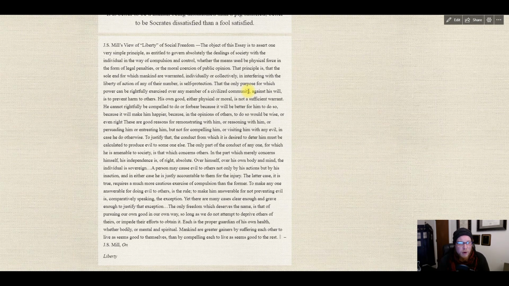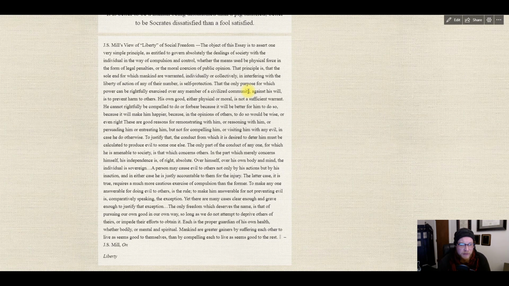He says there are good reasons for remonstrating with him, that is correcting someone, or reasoning with him, or persuading him, or entreating him, but not for compelling him or visiting him with any evil, in case he do otherwise. To justify that, the conduct for which it is desired to deter him must be calculated to produce evil to someone else. Only violate someone's right to freedom if they're harming someone else. The only part of conduct for anyone for which he is amenable to society is that which concerns others. In the part which merely concerns himself, his independence of right is absolute. Over himself, over his own body and mind, the individual is sovereign.